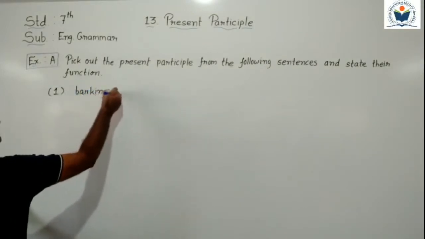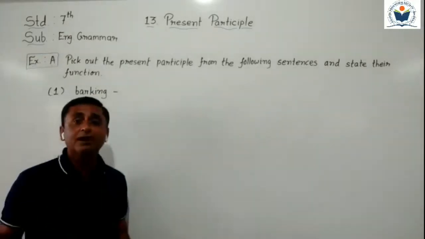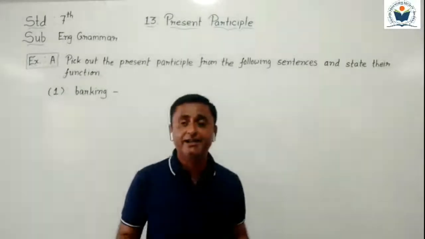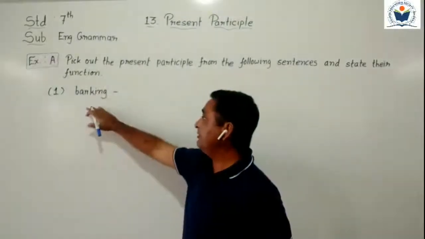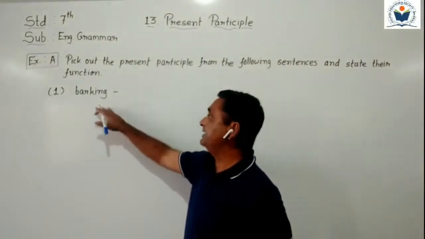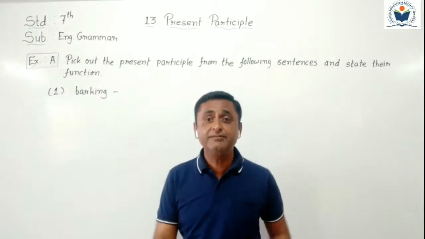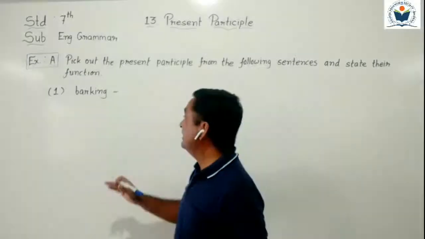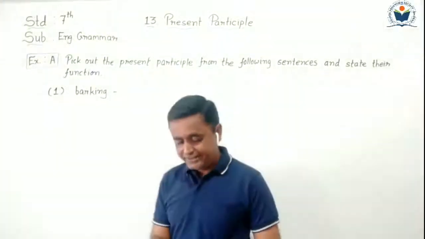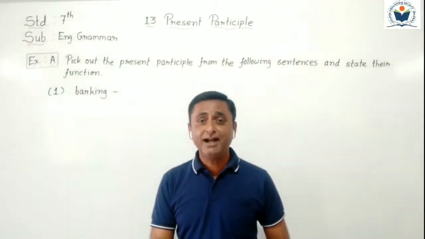Barking is the present participle form here. Barking, because after bark, ing is added, so it becomes barking. Now we have to write the function of that barking. In which sense is barking used in that sentence? So barking is used as an adjective here. See here, it modifies the noun dogs. So we can say that it is used as an adjective here.